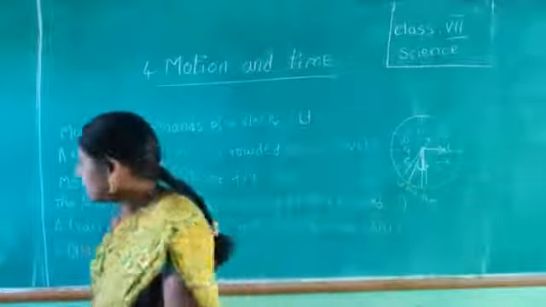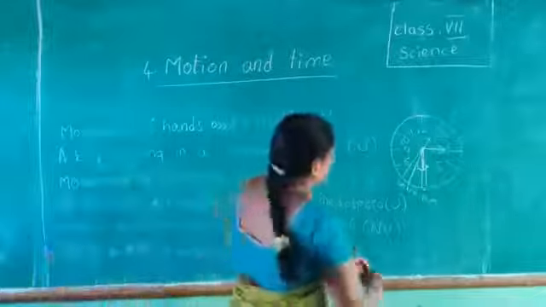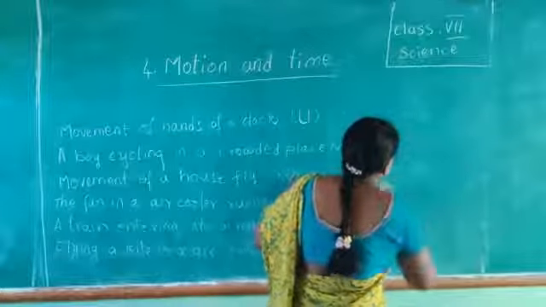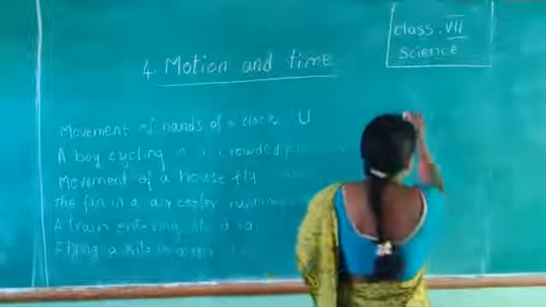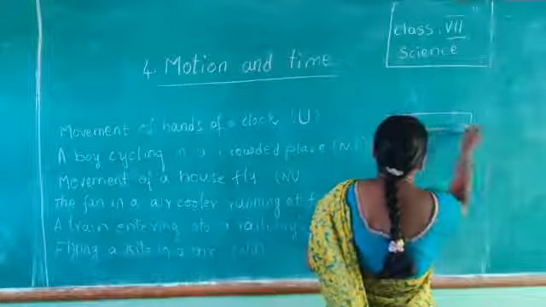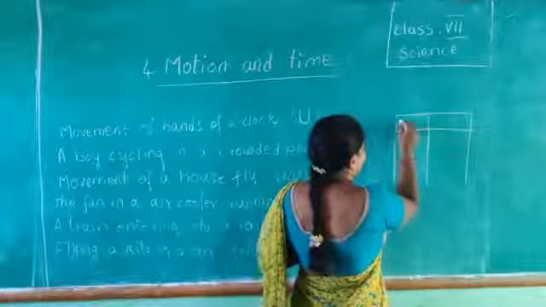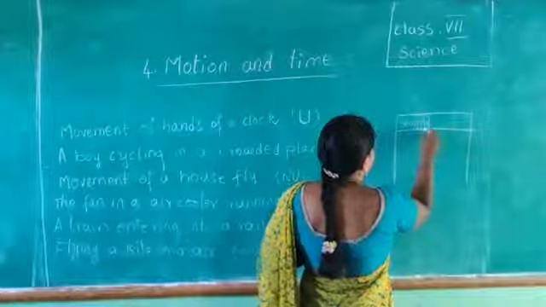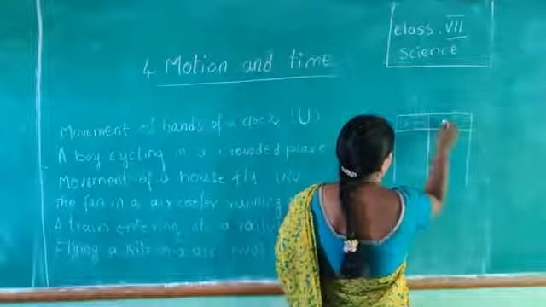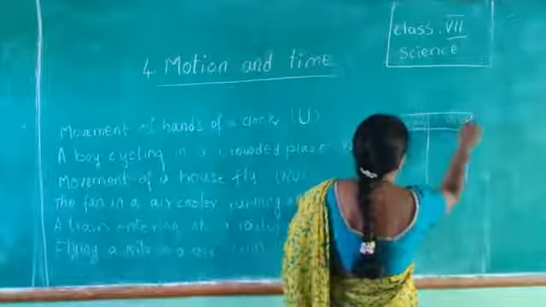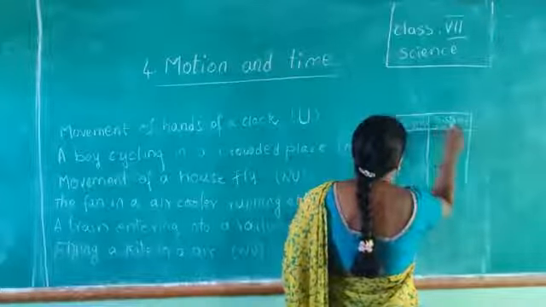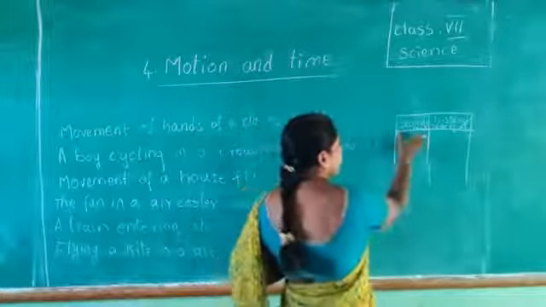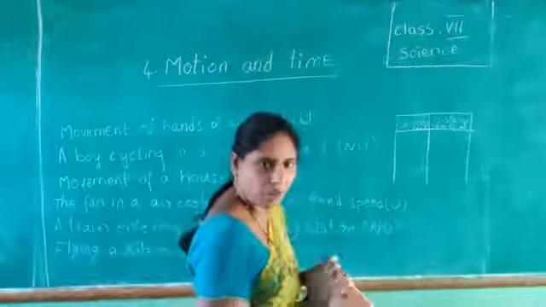Now, let us calculate these values in the tabular column, children. I will draw the tabular column for you, children. This is the tabular column. Okay, now. So this is the second sign, and it is the distance. It is the distance traveled. Now, consider the second sign is at 12.